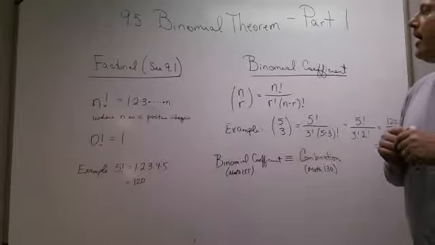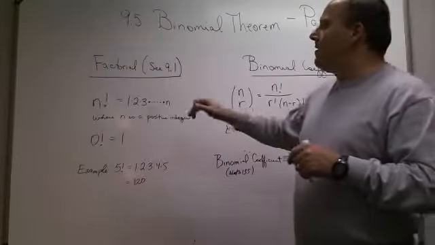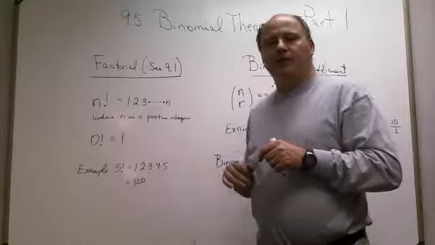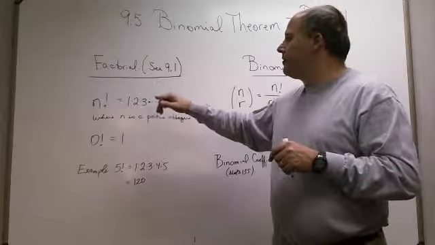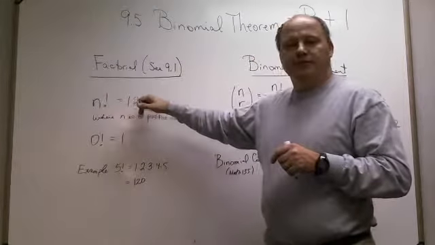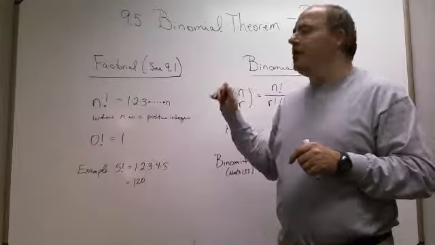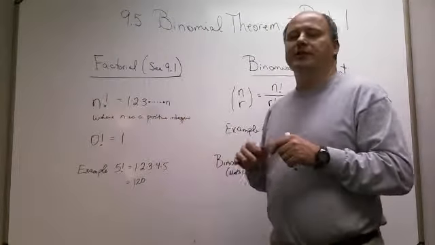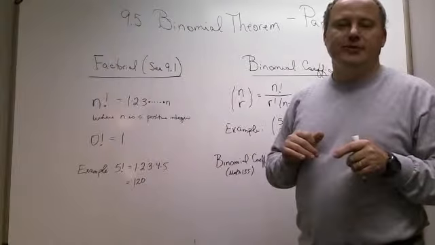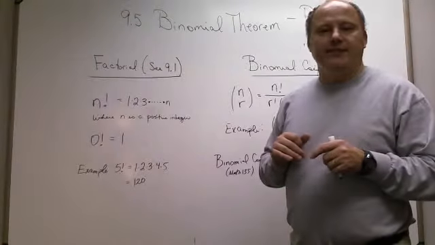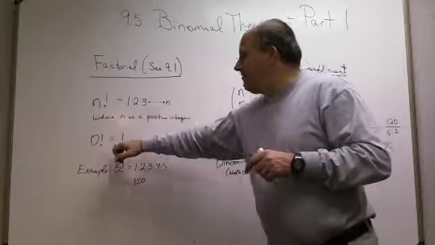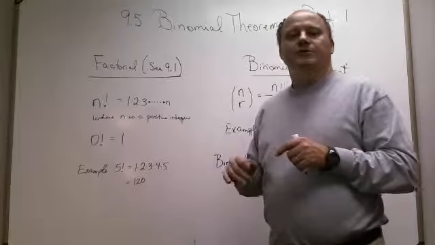And so on the factorials, if you have n factorial, what that is, it's a product starting at 1 times 2 times 3 all the way up to that number itself, n, where n is some positive integer. So it doesn't work for fractions, decimals, or things like that. It doesn't work for negative numbers. And by definition, we write 0 factorial as 1.